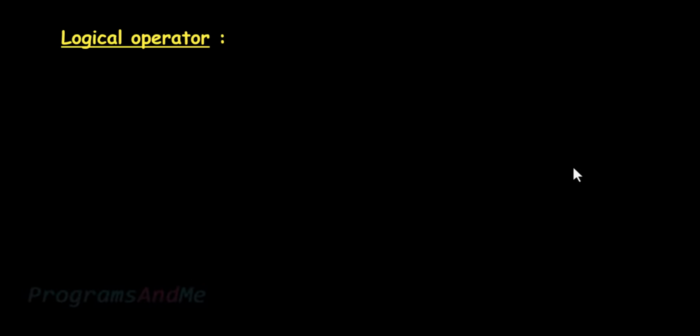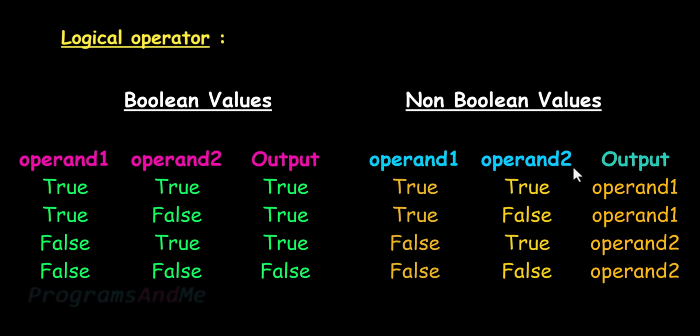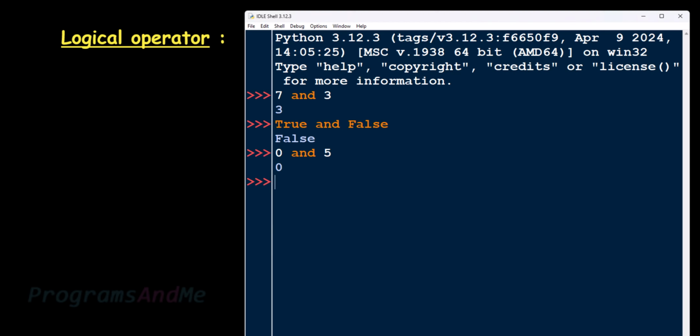Next, what about the logical OR operator? As I said, the logical OR operator also does the same. It returns one of its operands, but its operation is different. The logical OR operator returns operand 2 if operand 1 is false. Otherwise, it returns operand 1. Returns operand 2 if operand 1 is false, otherwise returns operand 1.